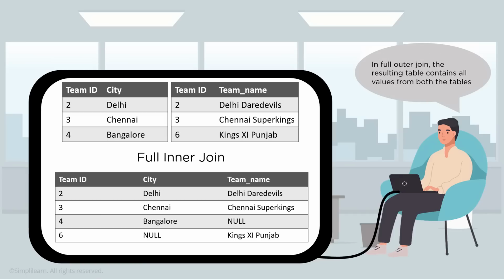And in a full outer join, the resulting table contains all values from both tables. So we still have Delhi and Chennai, and we have Bangalore, and we have the Kings, but their corresponding nulls exist as well. So since this one doesn't have a match, it still shows up, but you get a null, and then this one doesn't have a match, it also still shows up, and you get a null.